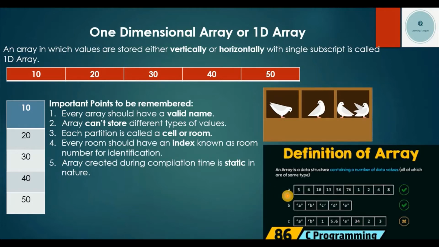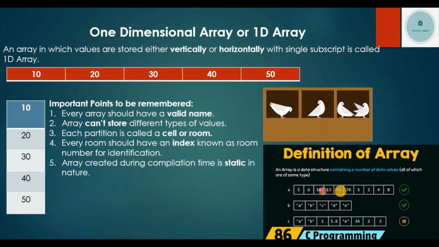Look here. Let me take an array named A. What values have been stored? 5, 6, 10, 13, 56, 76, 1, 2, 4 and 8. These are the values stored in this array called A. The name of the array is A. Now is it a valid array? Yes, it is a valid array. Why is it a valid array?